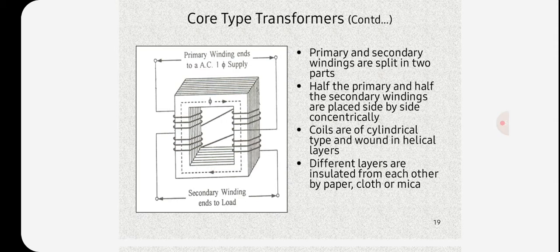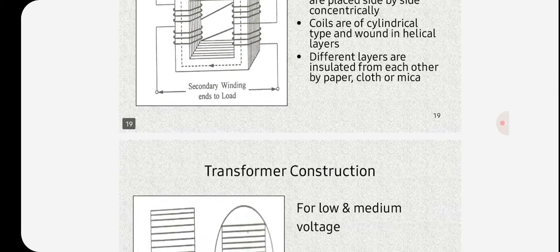Primary and secondary windings are split in two parts. Half the primary and half the secondary windings are placed side by side concentrically. Coils are of cylindrical type and wound in helical layers. Different layers are insulated from each other by paper, cloth or mica.